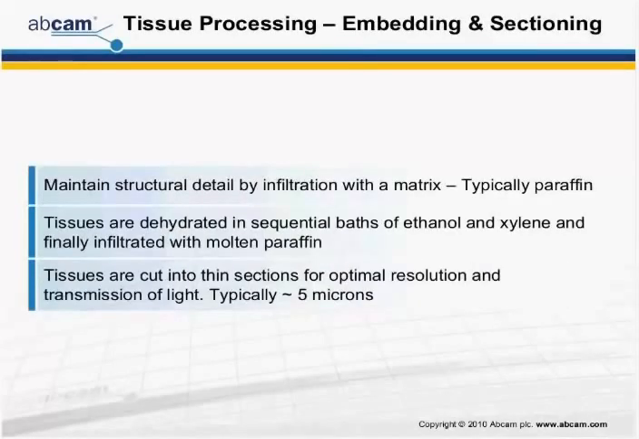So after fixation, the tissues need to be further processed by embedding and sectioning them. In terms of embedding, the structural detail is preserved by infiltration with a matrix. So this is typically paraffin. Paraffin wax is used. The tissues are dehydrated in sequential baths of ethanol and xylene, and they're finally infiltrated with the molten paraffin wax. Once this wax has hardened, the tissues are cut into thin sections for optimal resolution and transmission of light. The sections are typically about 5 microns thick.